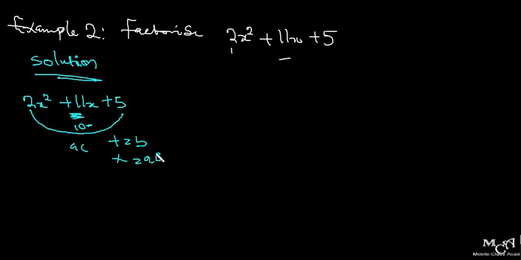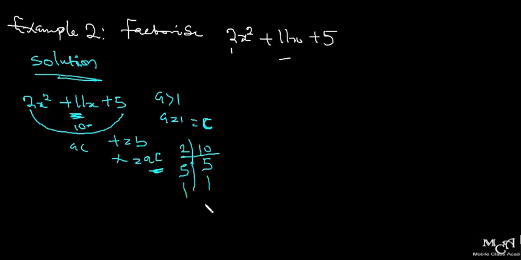I said whenever we are looking for those two values, we turn to what? We turn to our AC when the value of our a is greater than 1. But when the value of our a is equal to 1, we turn to our c. Are you with me? Now, the value of our a is greater than 1, so we turn to our AC. Our AC is 10. Now, let's divide our 10. What can go into 10? 2 can go 5 times. 5 goes into 5.